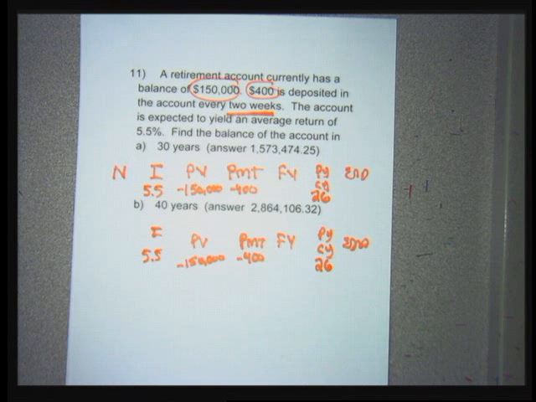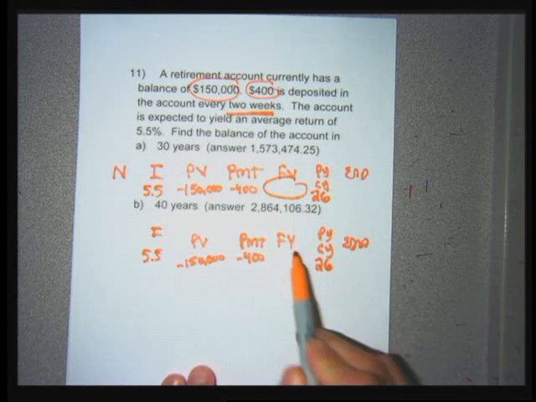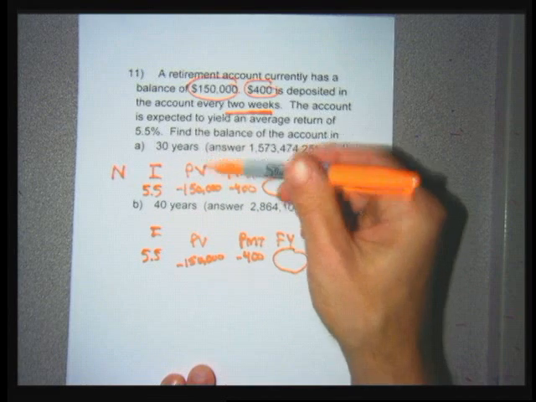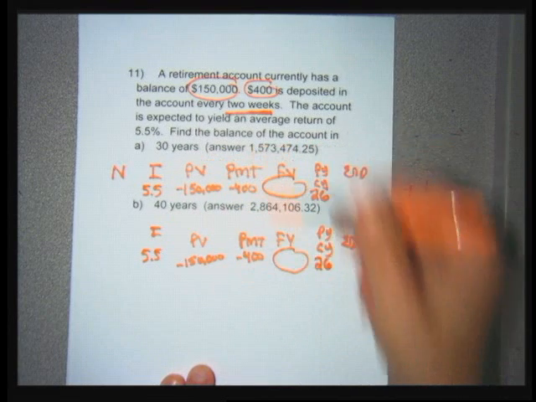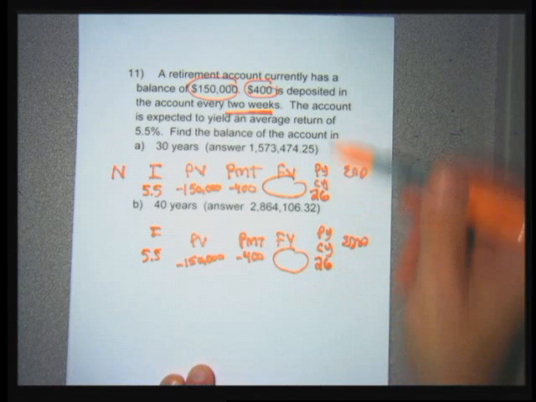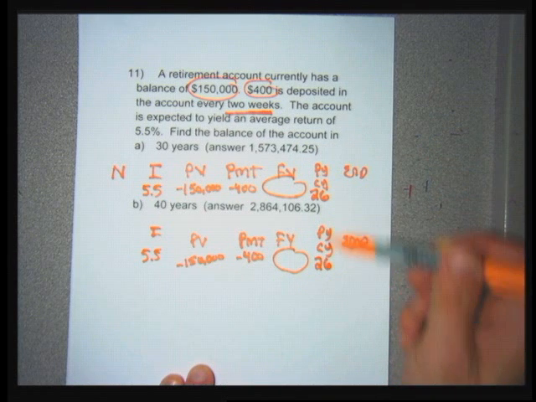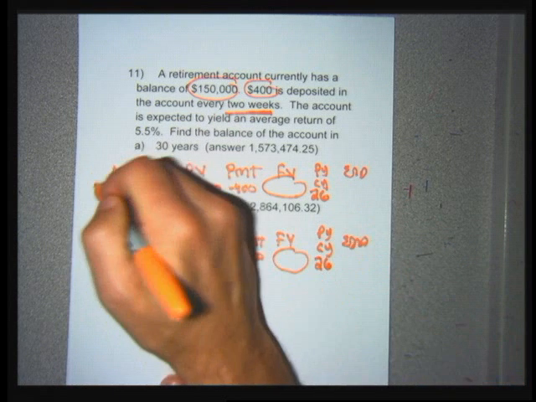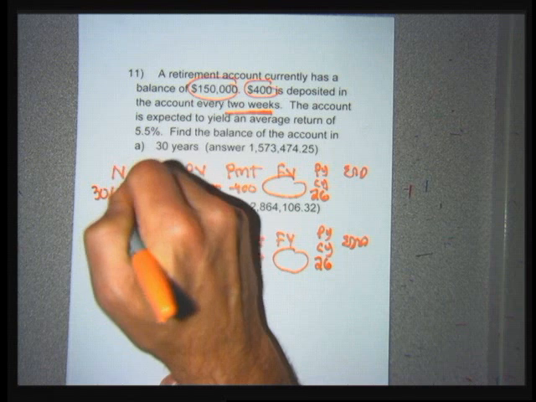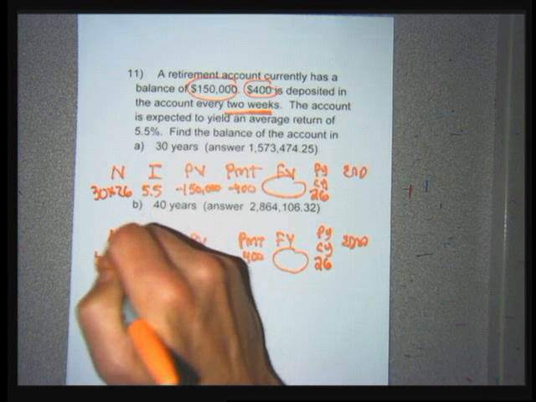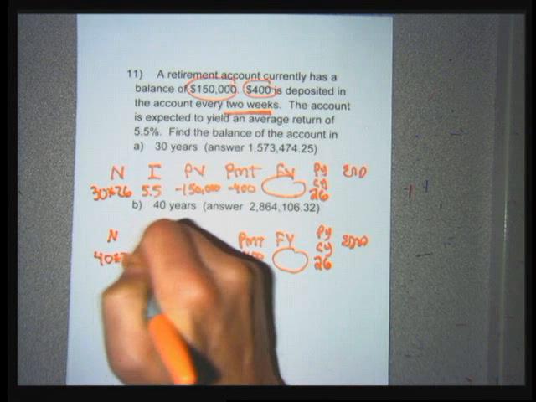So for each one of these problems, I want to find out how much money I have in the future. For each one, the interest rate is 5.5%. The starting amount's $150,000. The payment is $400. I'm figuring out how much money I have in the future. I'm depositing every 2 weeks, which is 26. I'm leaving the calculator on end. The difference between part A and part B is just the length of time that I'm making those deposits for.